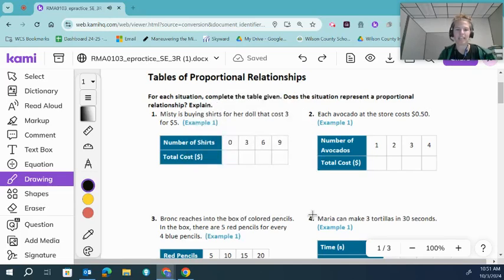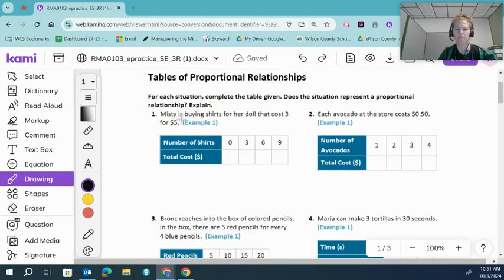Today we'll be creating tables for proportional relationships. Proportional relationships are similar to equivalent ratios, where each of the ratios all simplify to the same exact thing. Well, for proportional relationships, that's going to be true throughout the table.